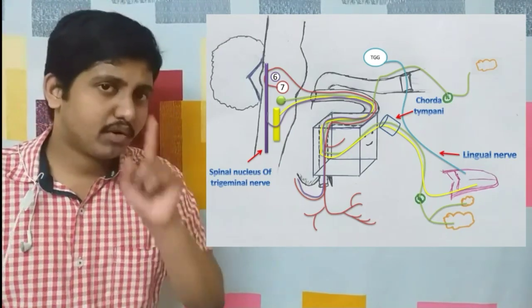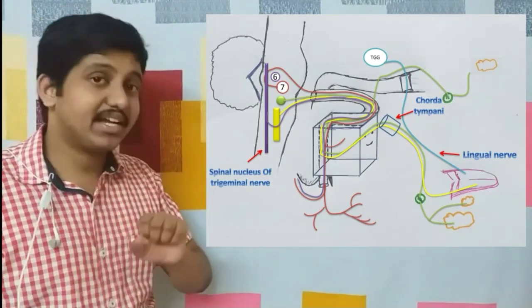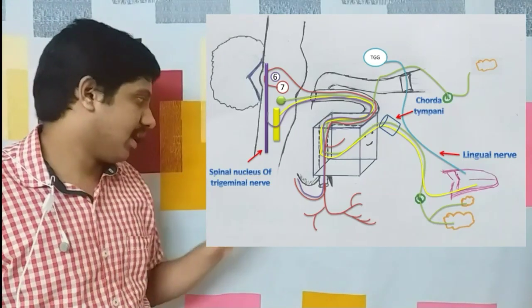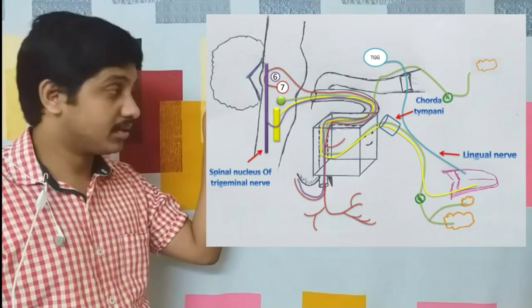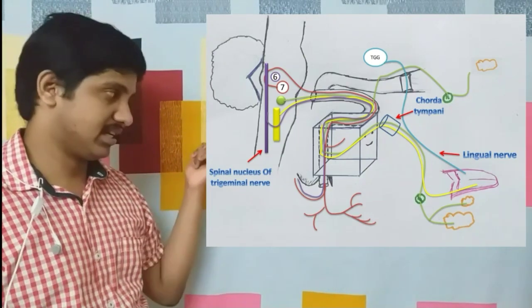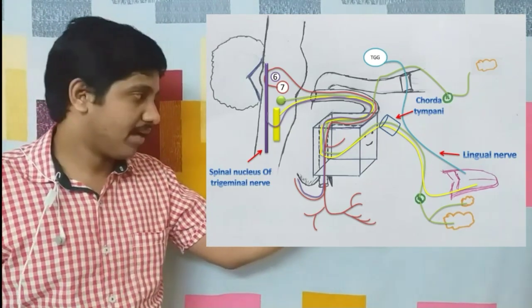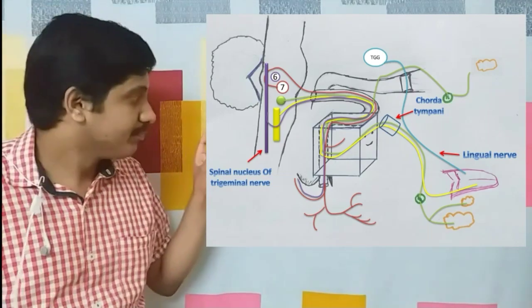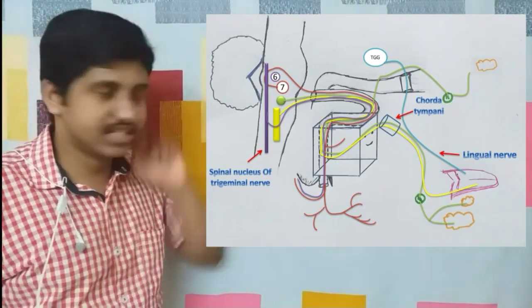That's all. One more thing is very important, that is the importance of the geniculate ganglion. This geniculate ganglion is the one which contains the cell bodies of the fibers associated with this nucleus tractus solitarius as well as the spinal tract of the trigeminal nerve. That is, we have these fibers coming from our anterior two-thirds of the tongue and the external ear.